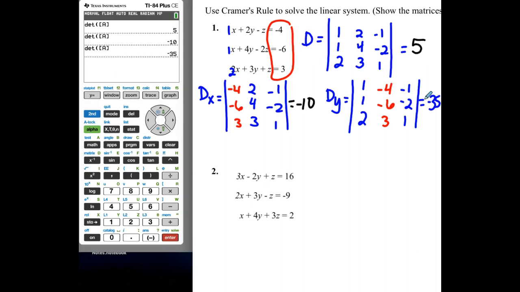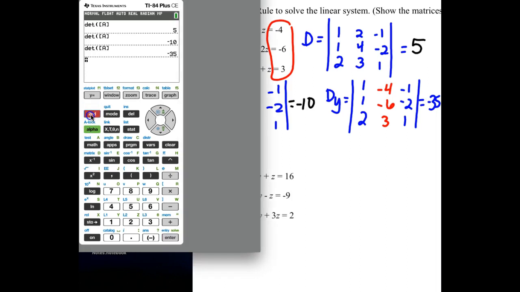All right, you guys got 20. Did I type something in wrong? That should be a -4. All right. There we go. Hang on. Did you get 5? Okay.